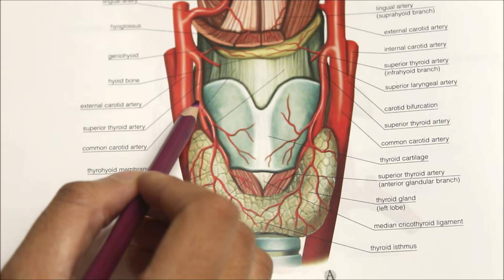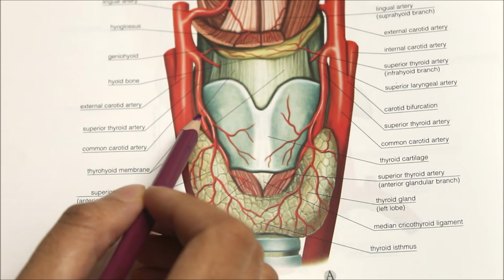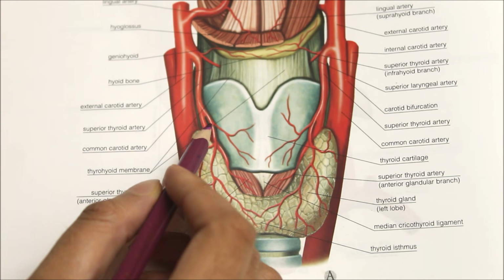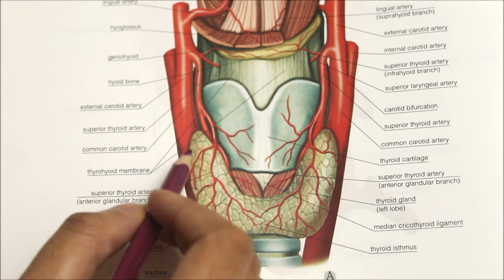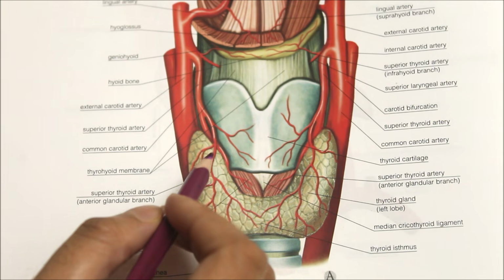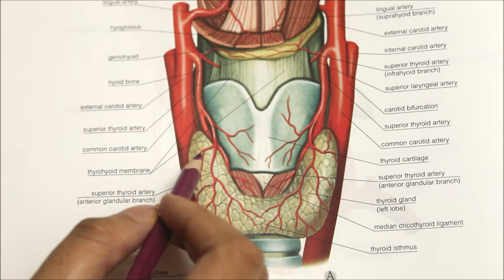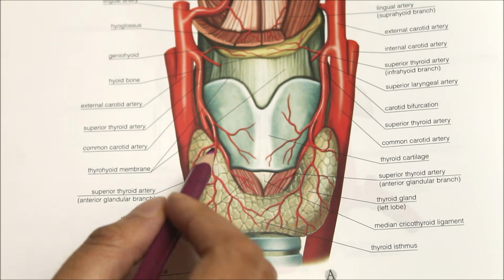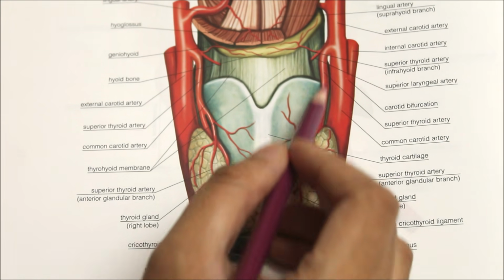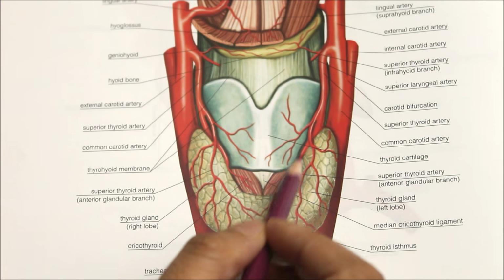It runs downwards and forwards, and after giving branches, it pierces the pretracheal fascia to reach the apex of the lobe, where it deviates medially. At the upper pole, the artery divides into anterior and posterior branches. This is the anterior branch. Similarly, on this side, this is the anterior branch.